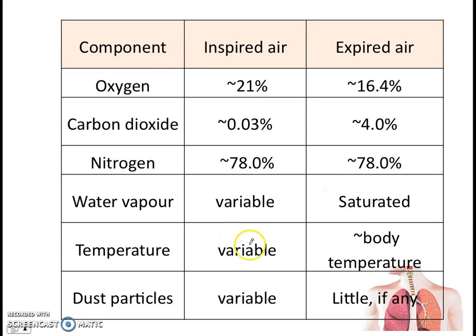Again, temperature of inspired air depends. But expired air is usually about the body temperature because the air has been warmed up by the inside of your body. And for dust particles, again, depends on the environment you're in. If you're in a very dusty room, there's a lot. Right? And for expired air, usually there's less because your nasal passages, your trachea, your bronchioles have already filtered out most of the dust particles, trapping them in the hairs and getting rid of them.